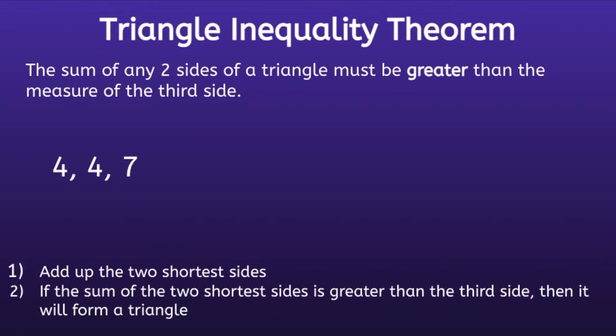So step one is to add up the two shortest sides. And notice 4 and 4 are the two shortest sides. So 4 plus 4 is equal to 8. Now we want to move on to step 2. If the sum of the two shortest sides is greater than the third side, then it will form a triangle. So the sum of the two sides was 8, and the final side is 7. So since 8 is greater than 7, this will form a triangle.